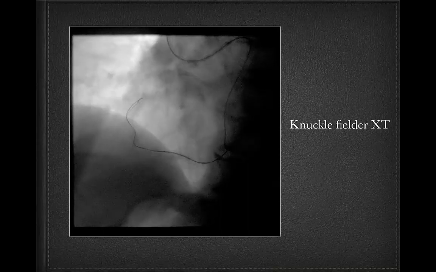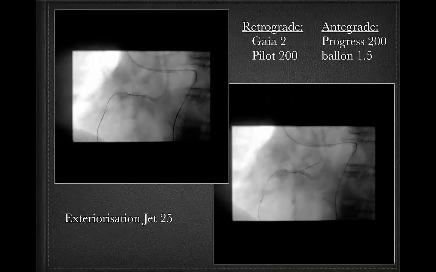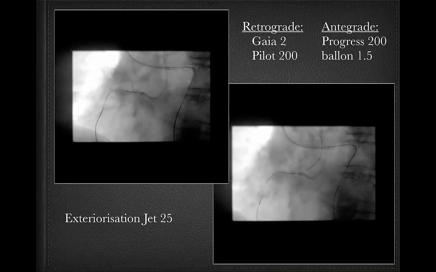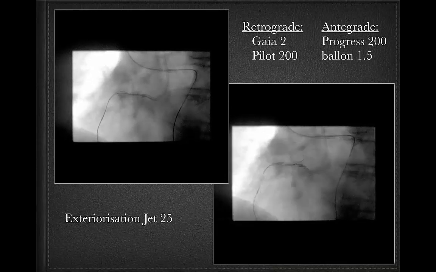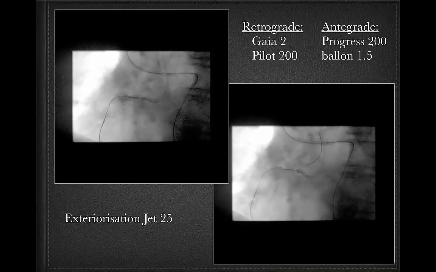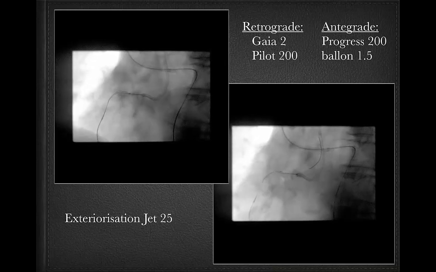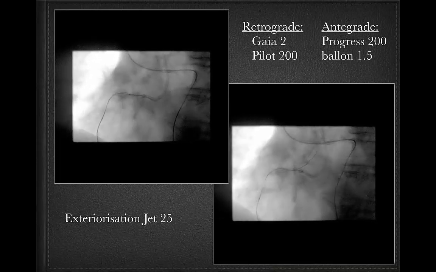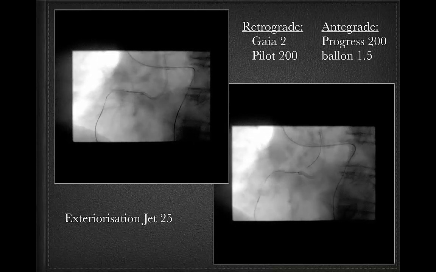So I prefer using a retrograde knuckle. Then be sure staying inside the architecture of the artery. So it was a Fielder XT knuckle, and then I can advance my Corsair. At this part, in retrograde wire was a Gaia Second, then Pilot 200, and antegrade. I was able now with some maneuver to introduce one a Progress 200.